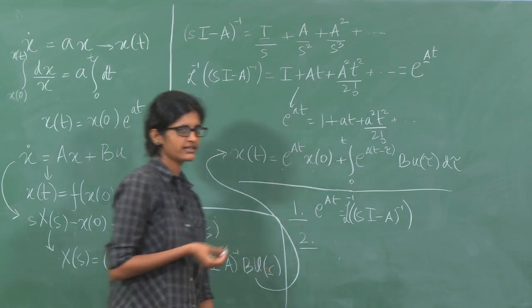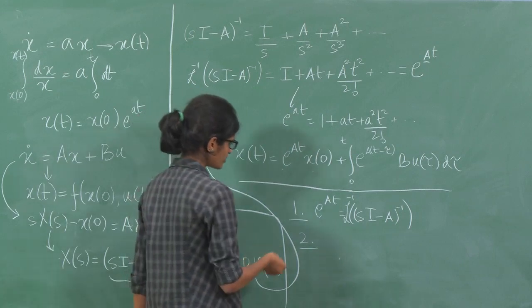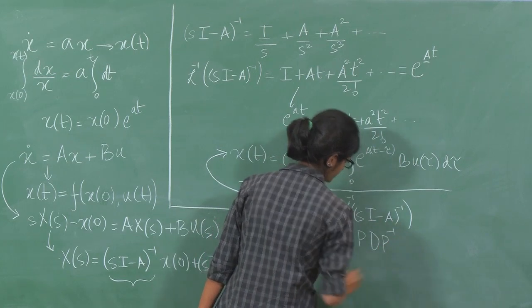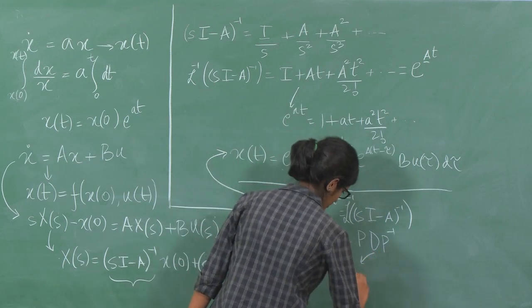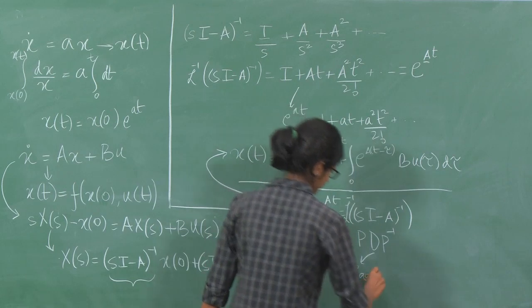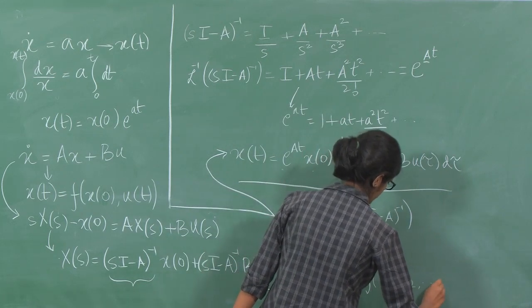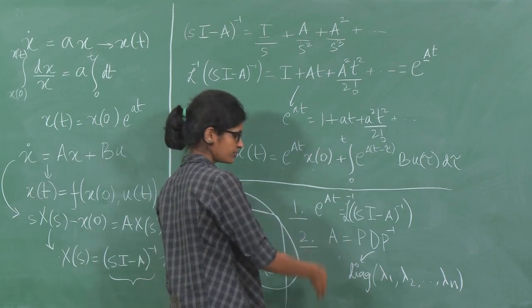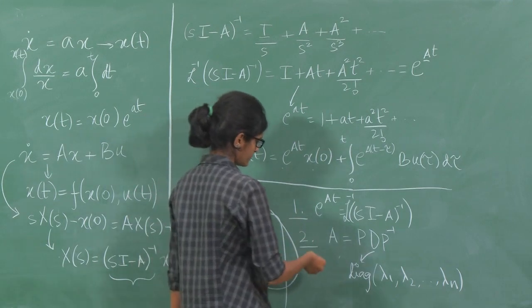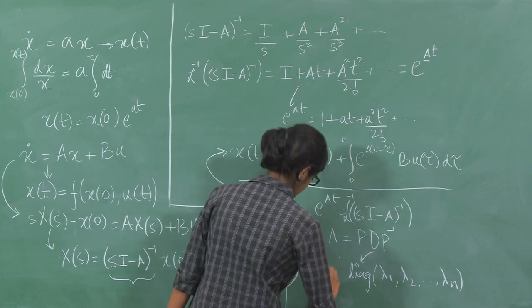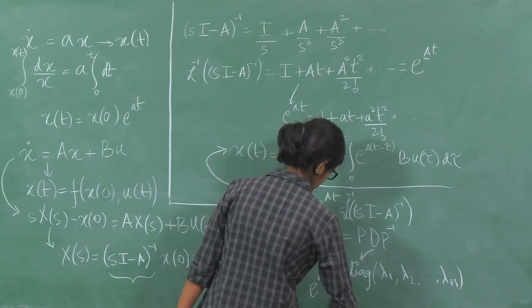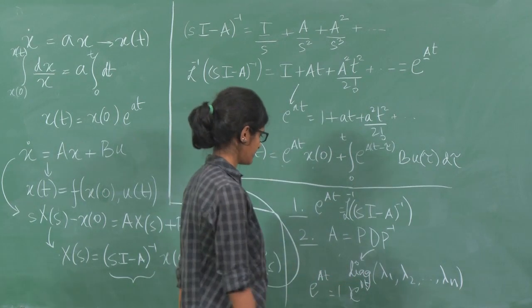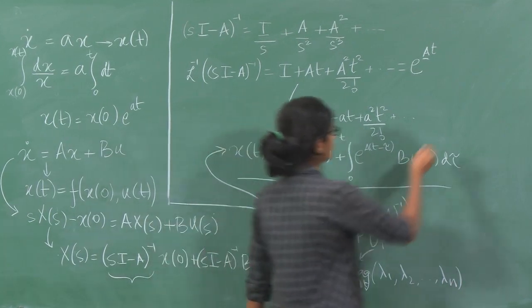The second method is by using diagonalization. So, here we assume that the matrix A has distinct eigenvalues, in which case it can be written as A equals P D P inverse, where your D is a diagonal matrix with entries lambda 1, lambda 2 and so on lambda n, where these are the eigenvalues of the A matrix.